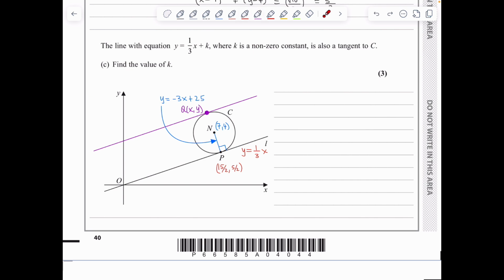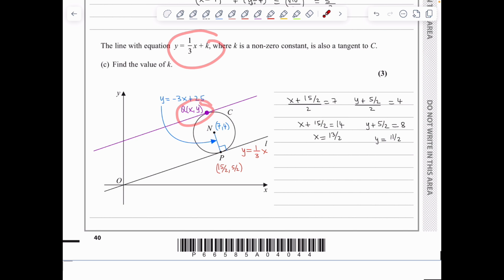I'll call it Q with coordinates x, y, and we know that the midpoint of Q and P is the center of the circle. This means that x plus 15 over 2 over 2 is equal to 7, and y plus 5 over 2 over 2 is equal to 4, taking me to x plus 15 over 2 is equal to 14, and therefore x is 13 over 2, and y plus 5 over 2 is equal to 8, which means that y is 11 over 2.